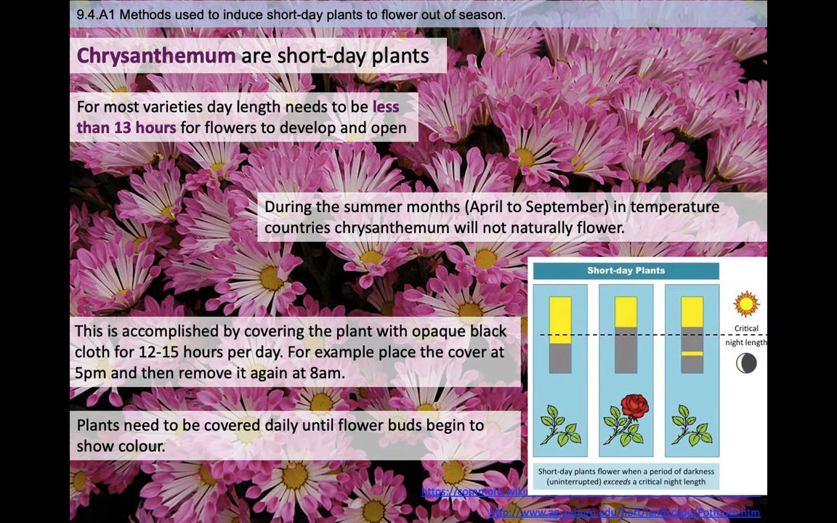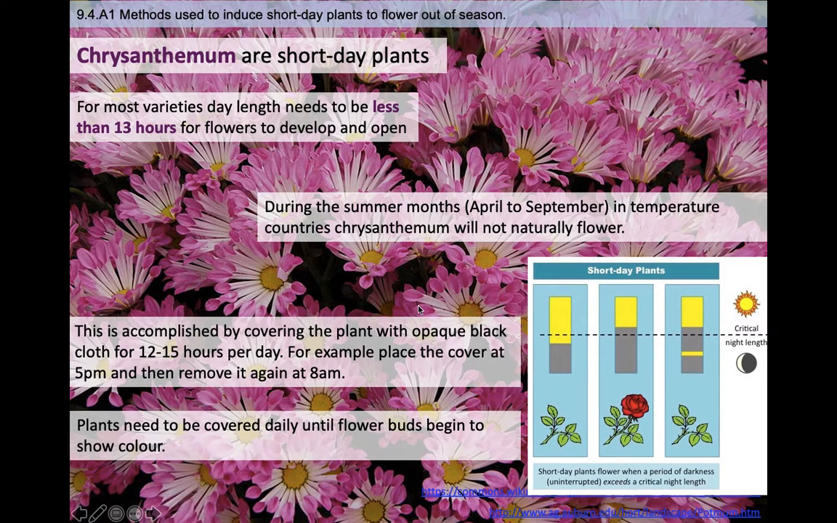Chrysanthemums are short day plants, so they require the nighttime to be uninterrupted and exceed that critical length in order for them to bloom. You can see when the days are longer and the night times are shorter, it will not bloom because the nighttime needs to be uninterrupted and past this critical length. Now, if the nighttime was actually the appropriate length, but you were to give it a burst of light and interrupt that darkness, then it will not bloom.